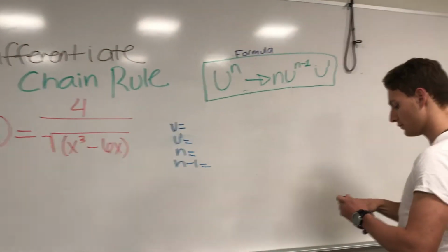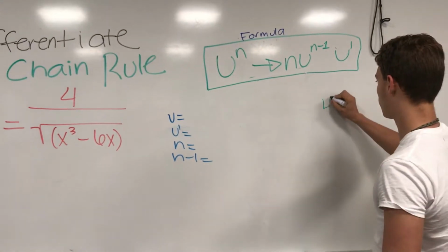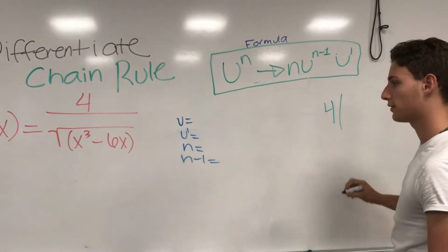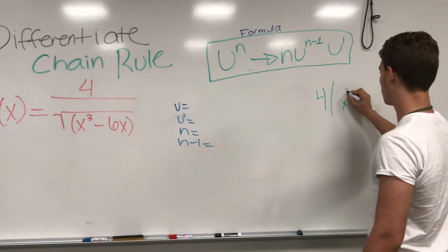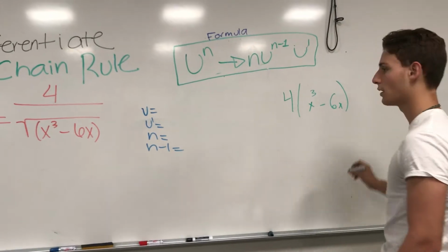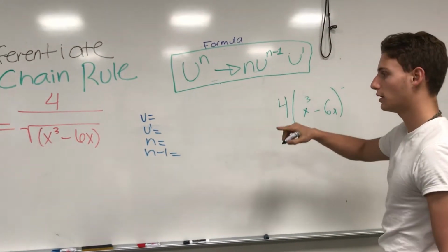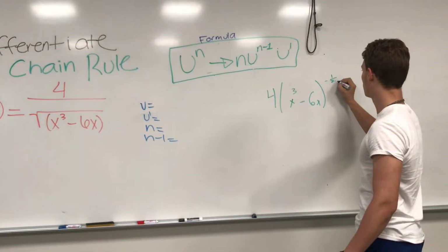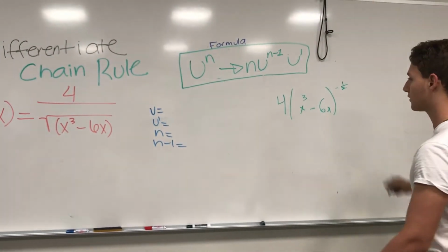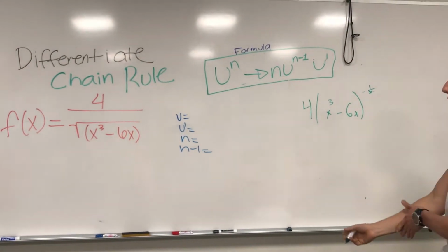So I'll have to do it this way. So it'll be 4 parenthesis x cubed minus 6x minus, because we brought it up, and it's gonna be 1 divided by 2. That's the exponent. So this is our problem. This is what we're gonna be using.